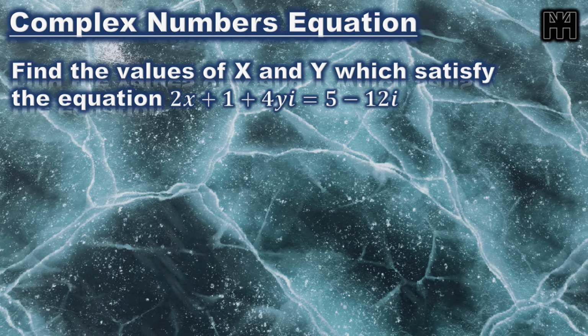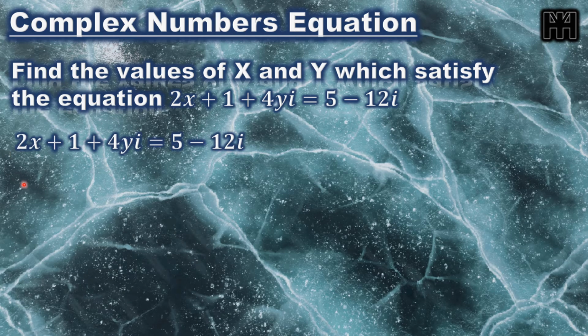Let's take an example here. Find the value of x and y which satisfies the equation 2x plus 1 plus 4yi equals 5 minus 12i. Let's see the real part here. It's 2x plus 1. This is the real part, and 5 is the real part on the other side. So let's put the equation again: 2x plus 1 plus 4yi equals 5 minus 12i.